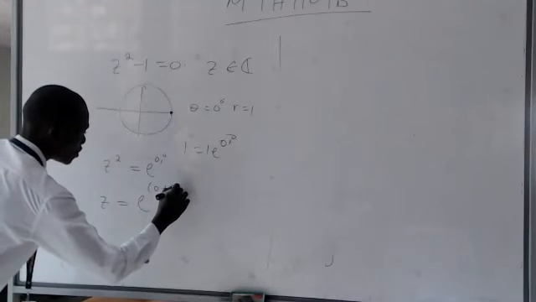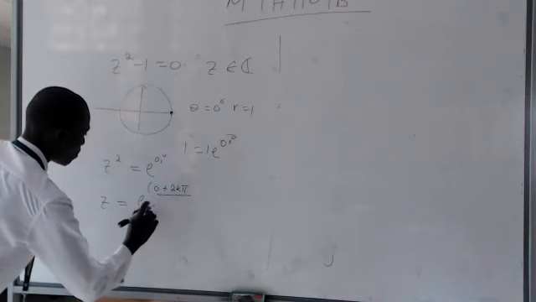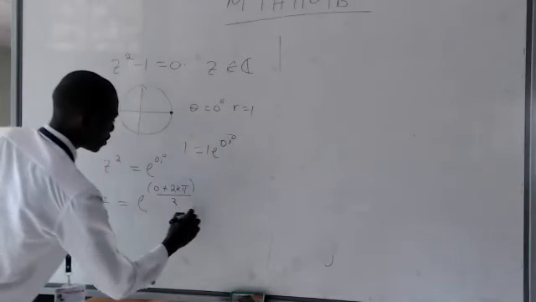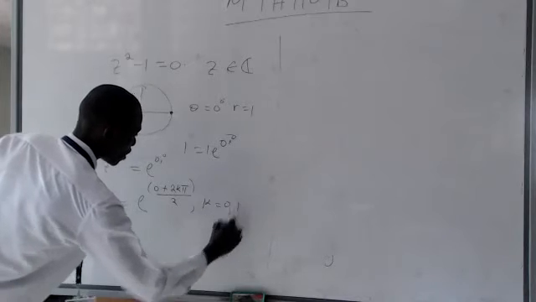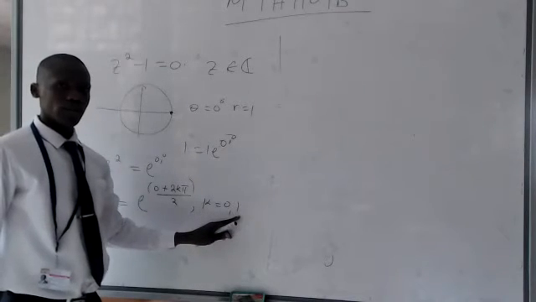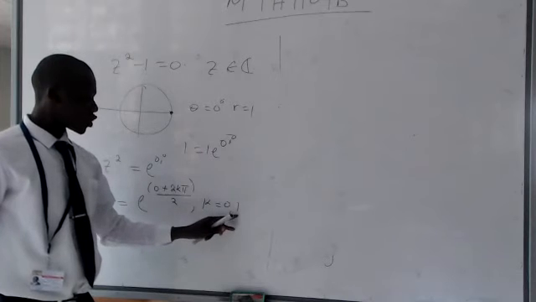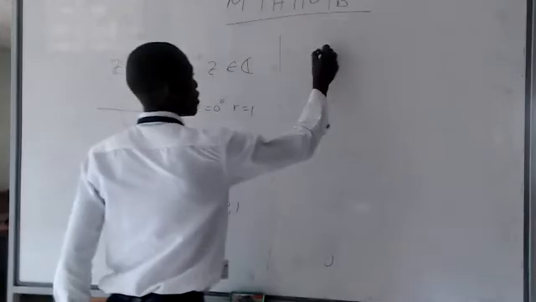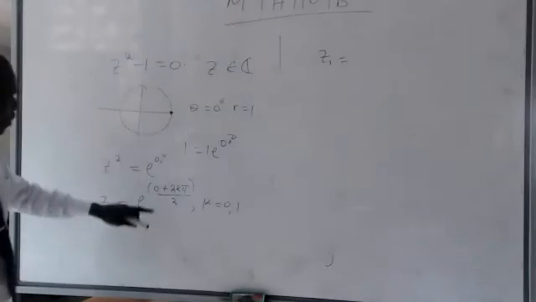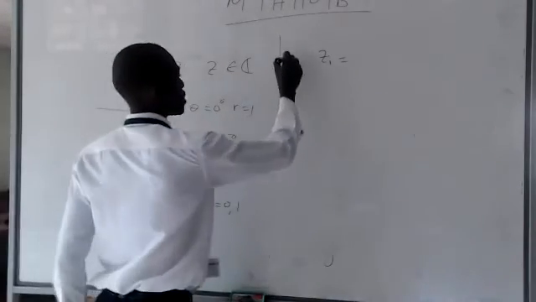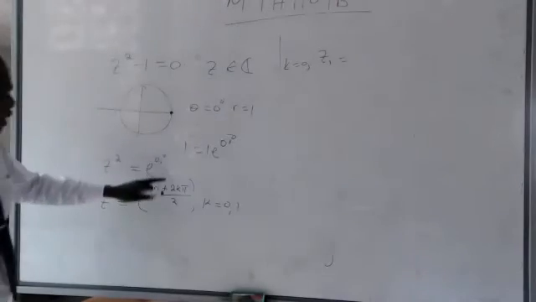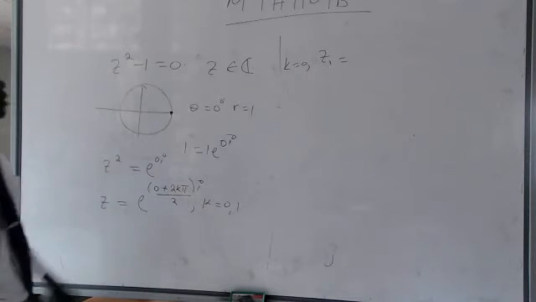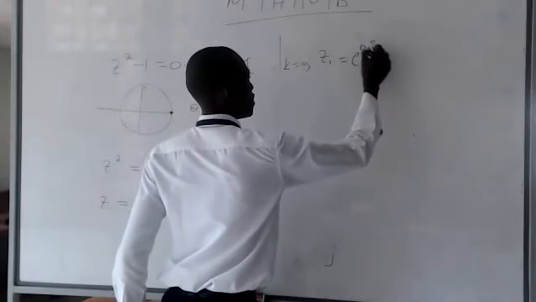0 plus 2k pi divided by 2, because we're finding the two roots, and k runs from 0 up to 1, where 1 is 2 minus 1. So in this case, n is 2. So you stop at n minus 1. 2 minus 1 is 1. So what is the first root? The first root will be when k is 0. Put k is 0 here. You'll have 0 plus 0 divided by 2, that's still 0. So you have exponent 0i, which is just 1.